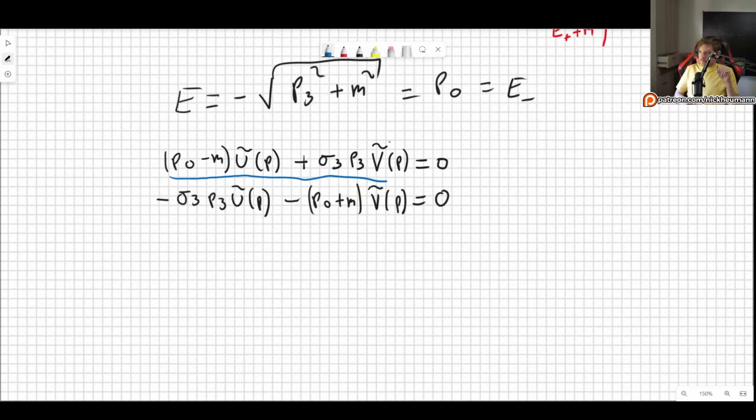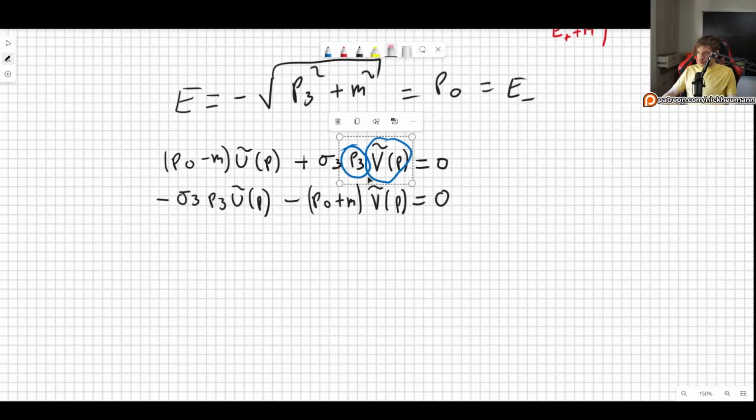we can see that in the first equation, it is V that is going to be independent, because if P3 is 0, if we are not moving at all, then U has to be 0. Okay, so in this case, U is going to be the dependent part.